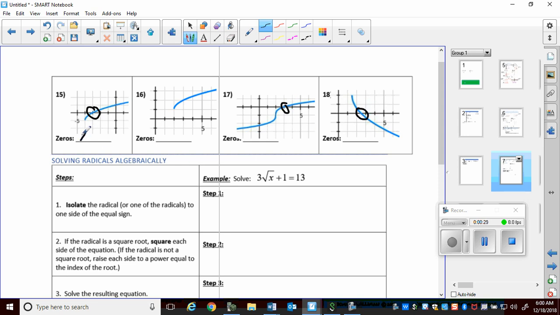So here, x equals, let's see, -1, -2, -3, -3. Over here, x does not exist, D and E. Okay, and then here, x equals, let's see, 3. And for 18, x equals, looks like 2.5. Okay, now that's graphically.